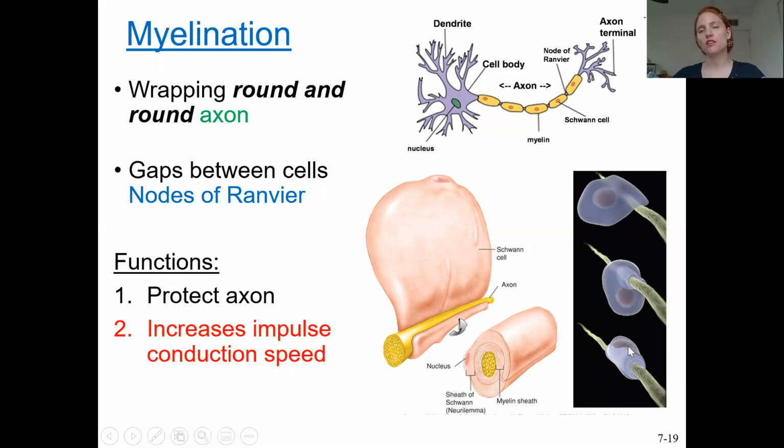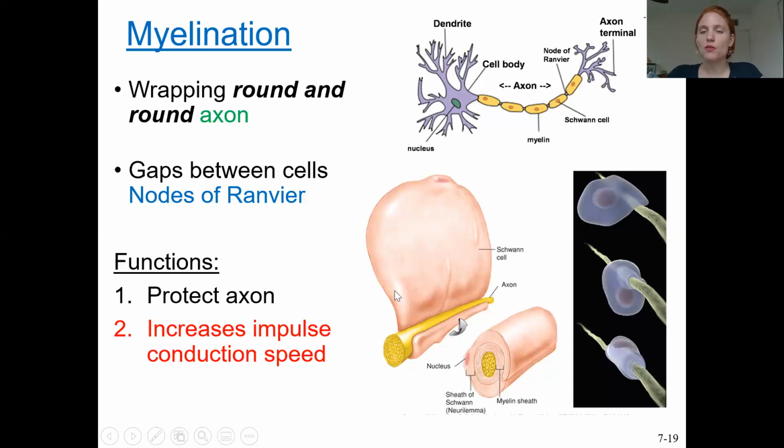I like to think of it this way. If you think of the axon like a wire moving information along, okay, you have a long wire, which is the axon. I tend to think of this sort of like the plastic insulation that surrounds that axon. That helps protect the axon, helps keep it nice and straight and protected. The other thing that it does is it increases the impulse speed.